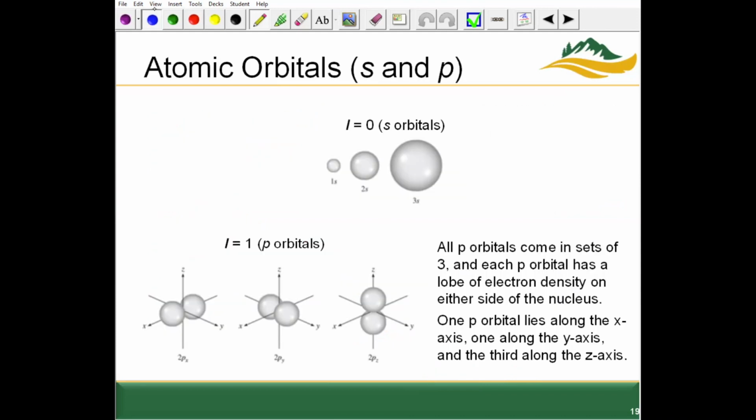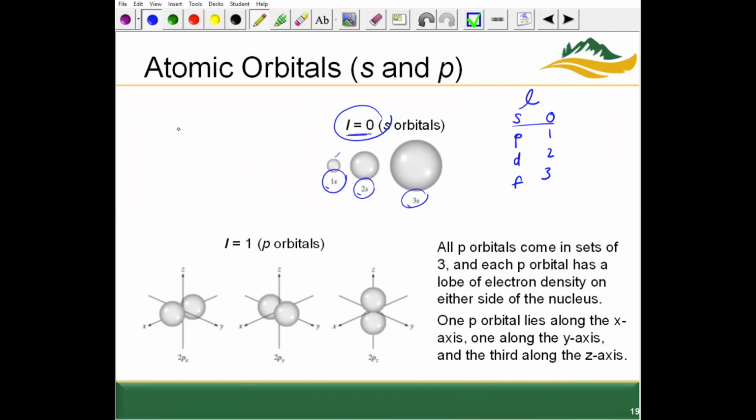orbital. So for L equal to 0, and I really recommend writing this out as many times as you need to. So SPDF 0, 1, 2, 3. When L equals 0, we have an s orbital. Here's some examples of 1s. It's a smaller sphere, 2s, and 3s. So L equals 0, n can equal 1, 2, and 3.